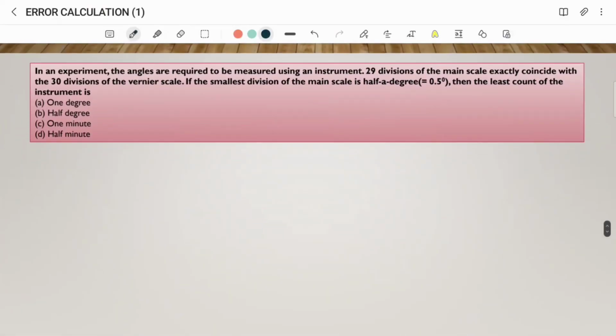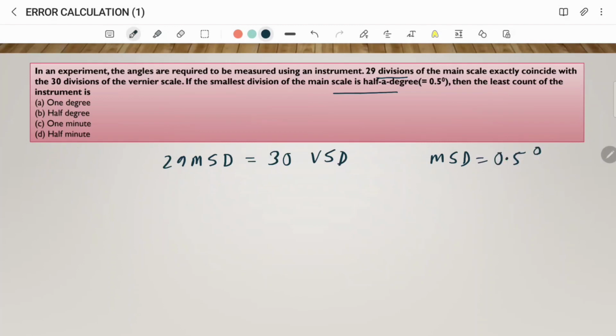Moving on to the second problem. In an experiment, angles are required to be measured using an instrument. In the instrument, 29 divisions of the main scale coincide with 30 divisions of the vernier scale. As soon as you get information, try to write it down. In that case, you can solve your problem faster. You will not have to read the problem again and again, and that will save you some time. The smallest division of the main scale is 0.5 degree. It is given. Then the least count of the instrument is asked.